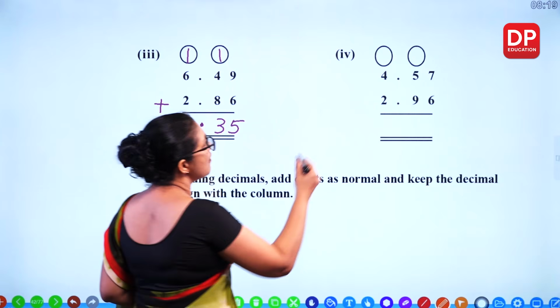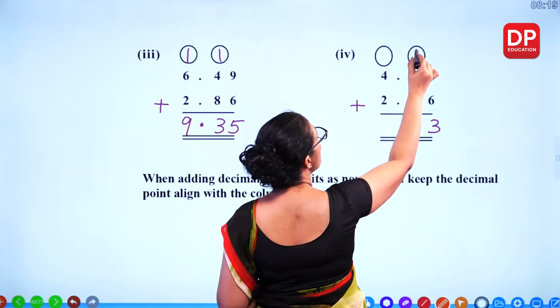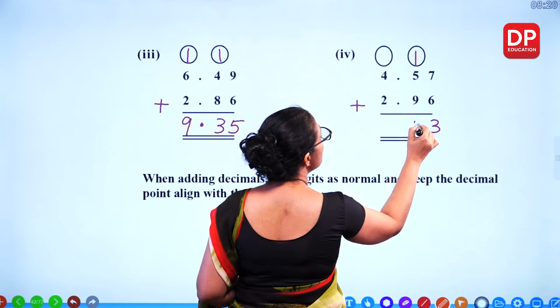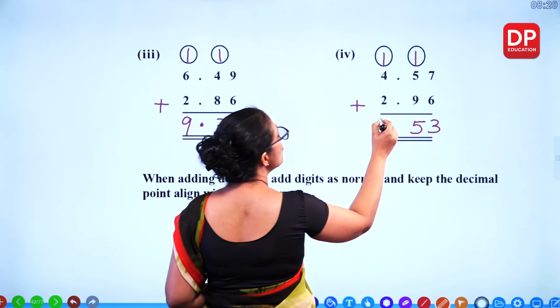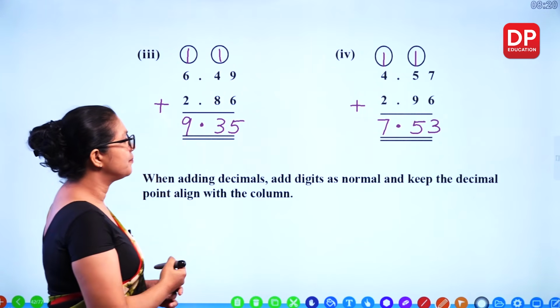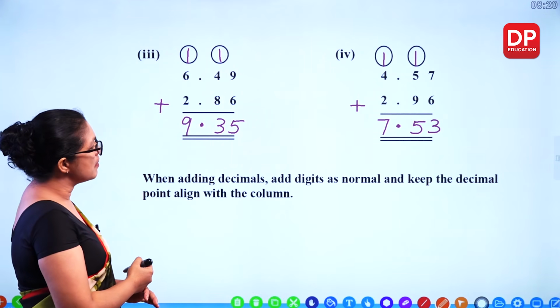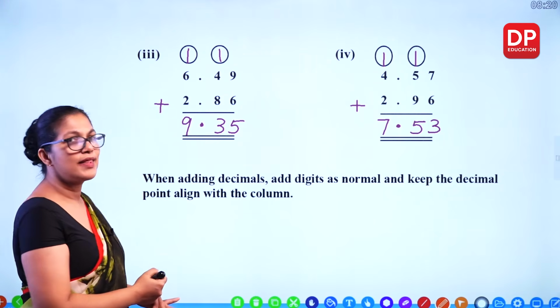This one, 7 plus 6, 13. And take 1 here. 10 plus 5, 15. Take 1 here. 5 plus 2, that's 7. So 7.53. When adding decimals, add digits as normal and keep the decimal point aligned with the column.